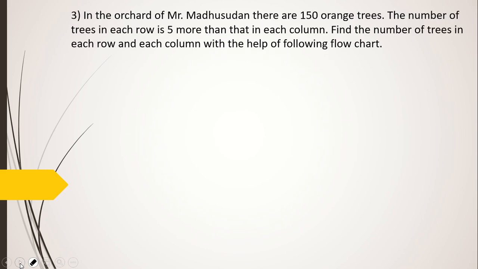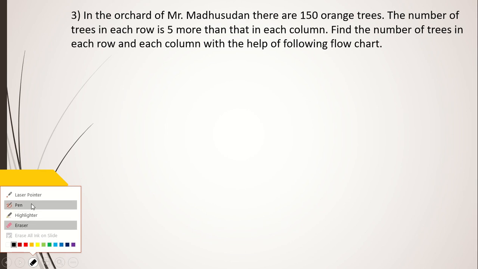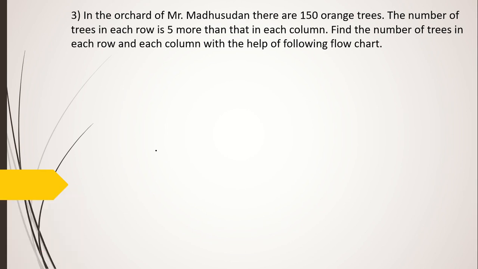In the orchard of Mr. Madhusudan, there are 150 orange trees. The number of trees in each row is 5 more than that in each column. Find the number of trees in each row and each column with the help of following flowchart. They have given a flowchart. So this is a kind of activity type sum they have given.